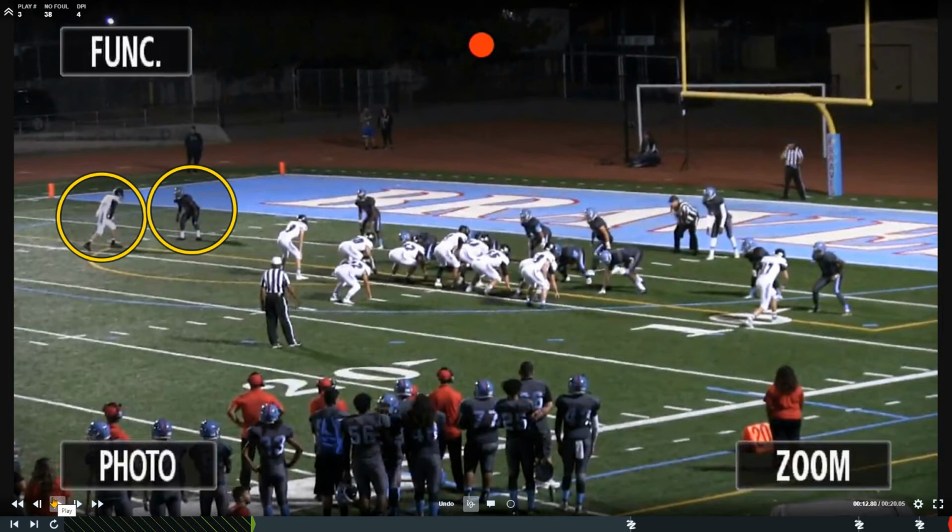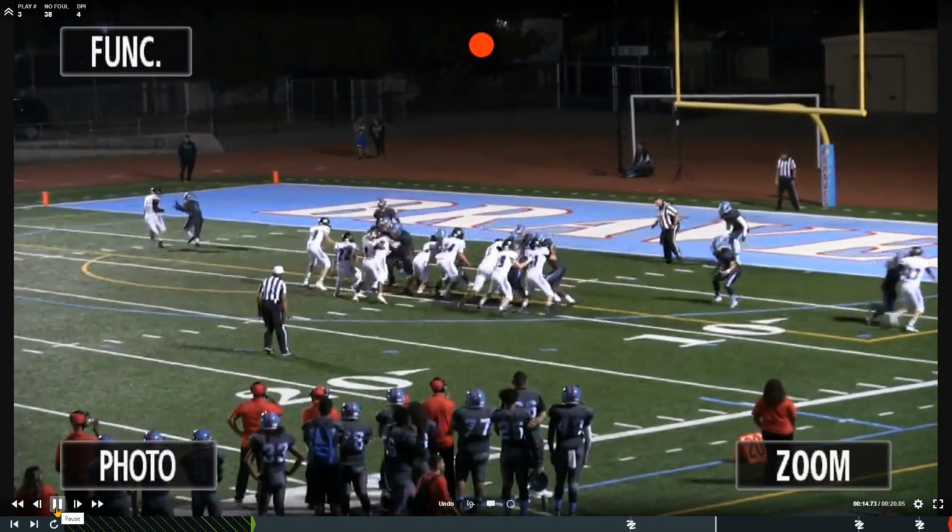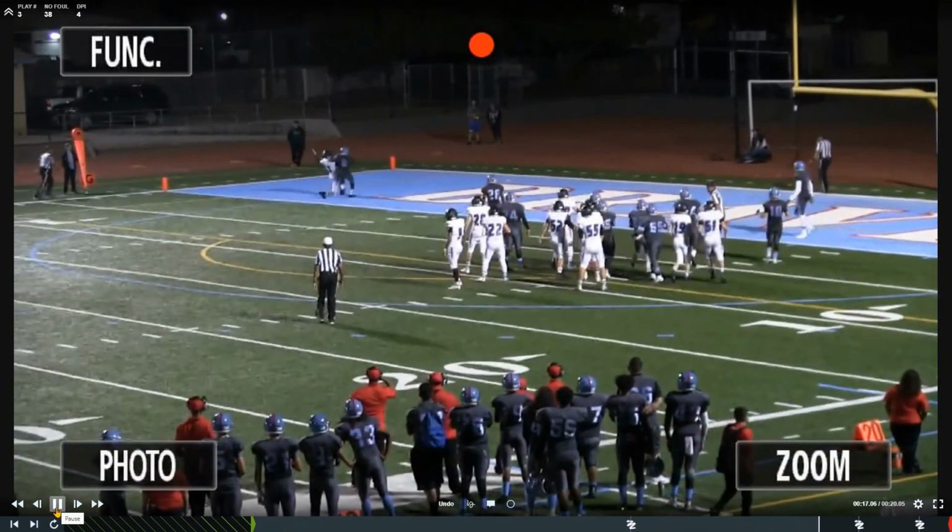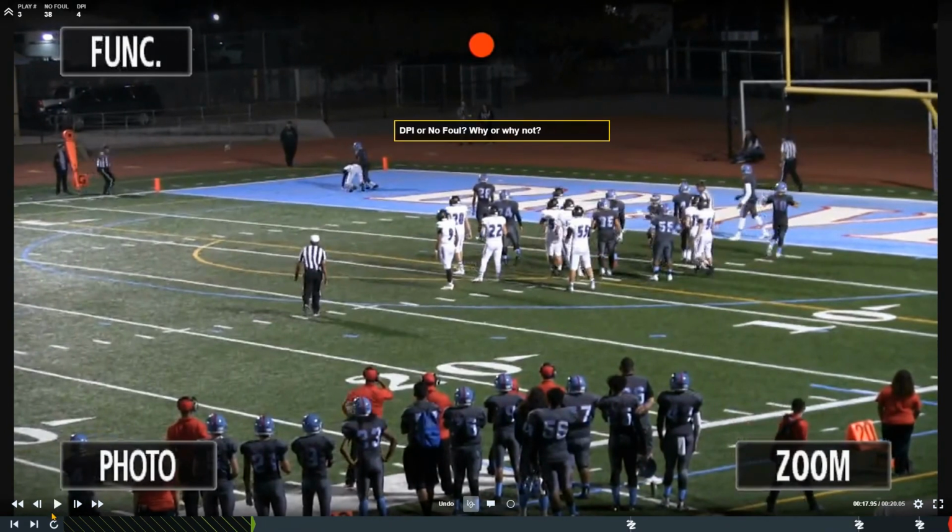So keep an eye on those two, the wide receiver and the DB right over here. I'm running it real time. It's going to be a fade to the corner. Okay, let's go back.